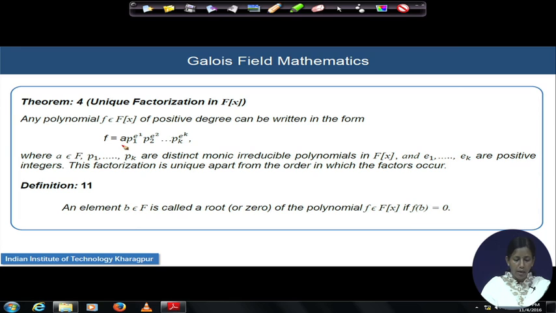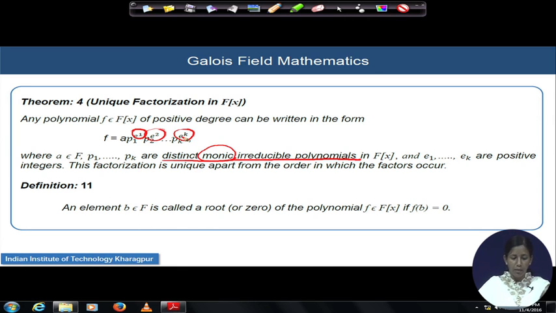What is this A? A is a polynomial, capital A belongs to capital F, and P1 to Pk are the distinct monic irreducible polynomials. Monic means the leading coefficient of those polynomials is equal to 1, and each of these polynomials is irreducible, and the exponents are all positive integer values. If this is the situation, then this factorization is unique apart from the order in which the factors occur. So, this is called the rule of unique factorization.